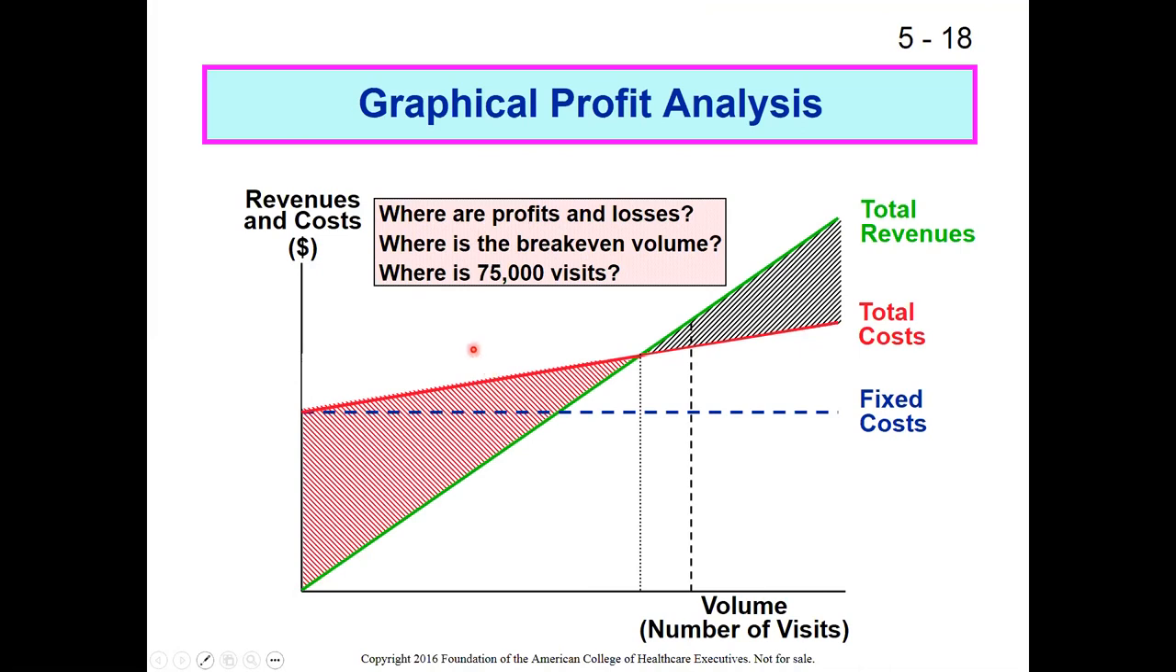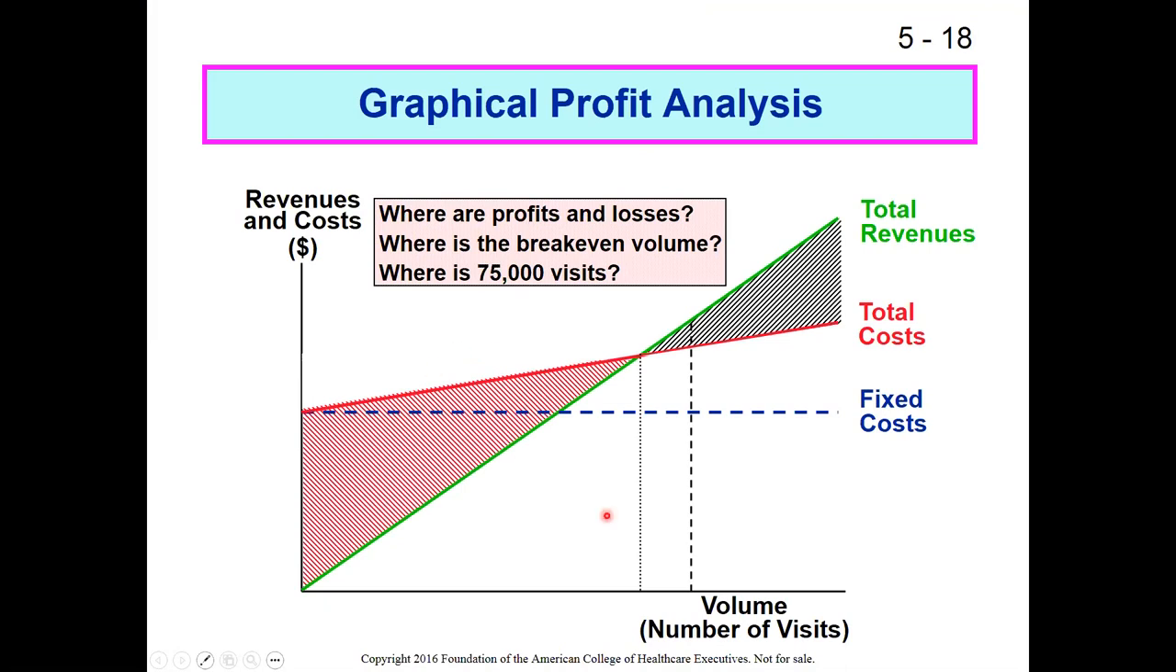So what about break even? What does that mean? Break even means it's the point where our total revenue equals our total cost. In other words, we're earning just enough money that we're covering the cost of providing our care. It also means that we're not making any profit, which is not the kind of business anybody really wants to be in.